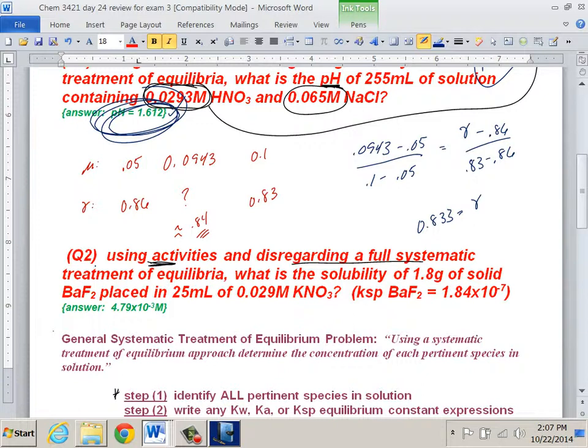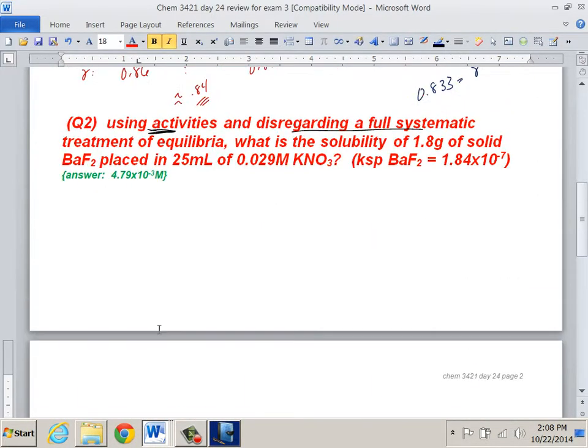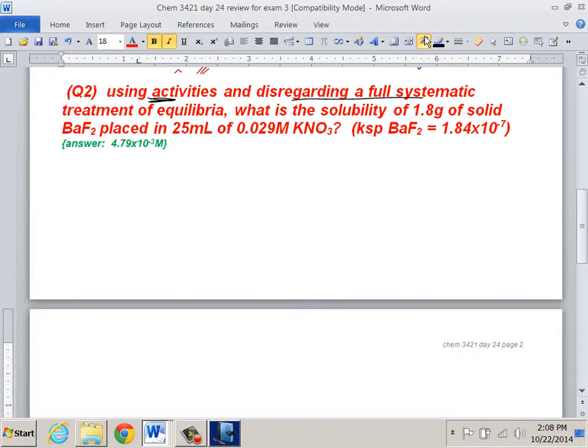If you get it, try the next one. I give you the answer in green. Try to find the solubility using activities. If you're having trouble, just ask.